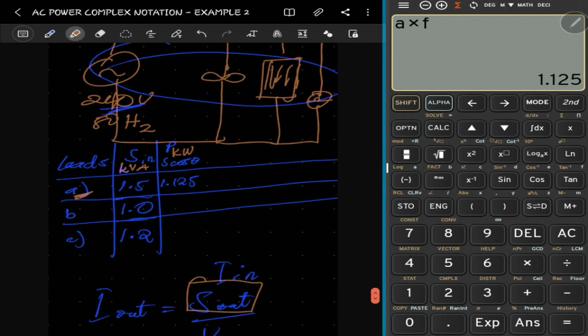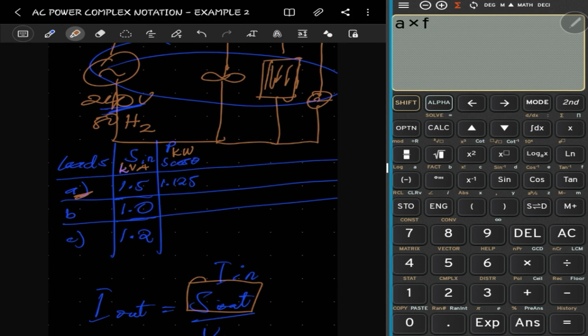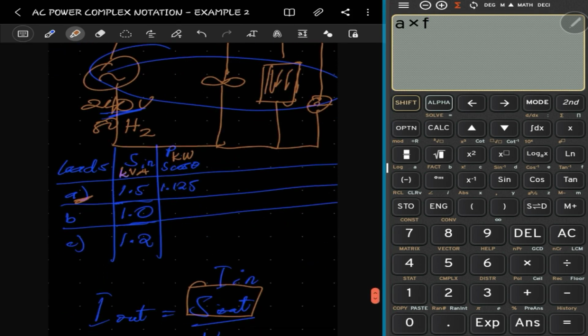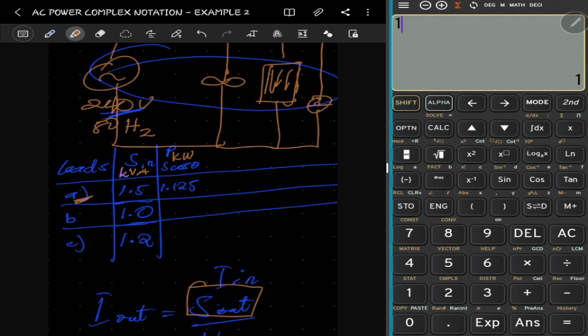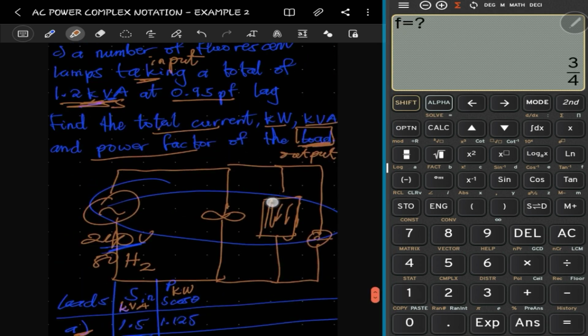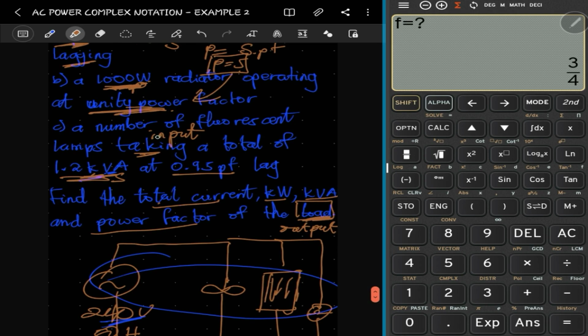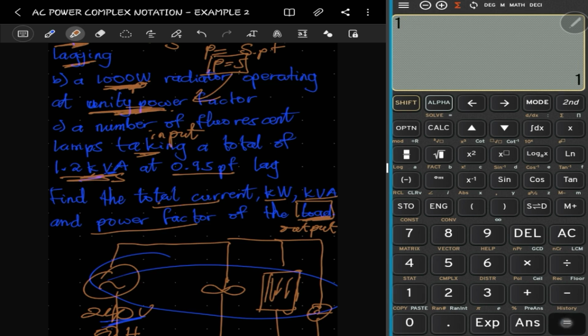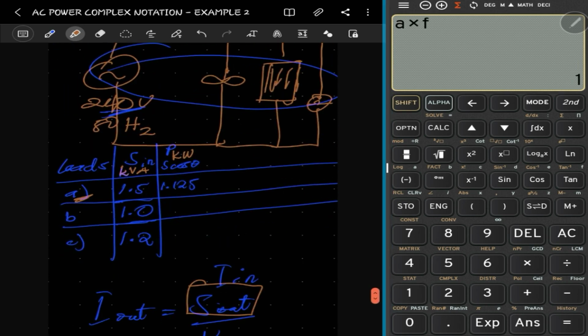What do we have? That's B, right? We have the apparent power of 1, and we have the power factor for B to be 1. Unity power factor, yeah, unity power factor. So that's 1. What do we have? We have power of 1.0. Go to the next one.